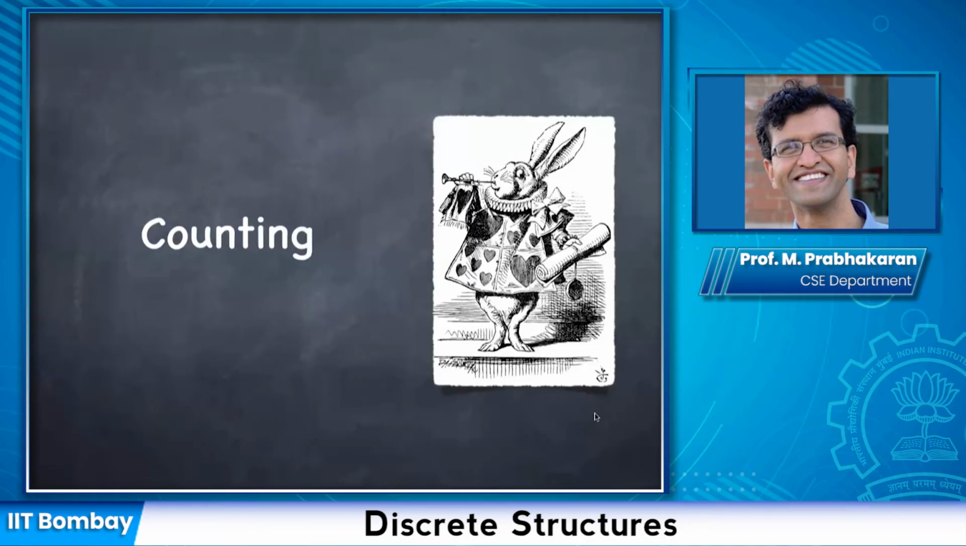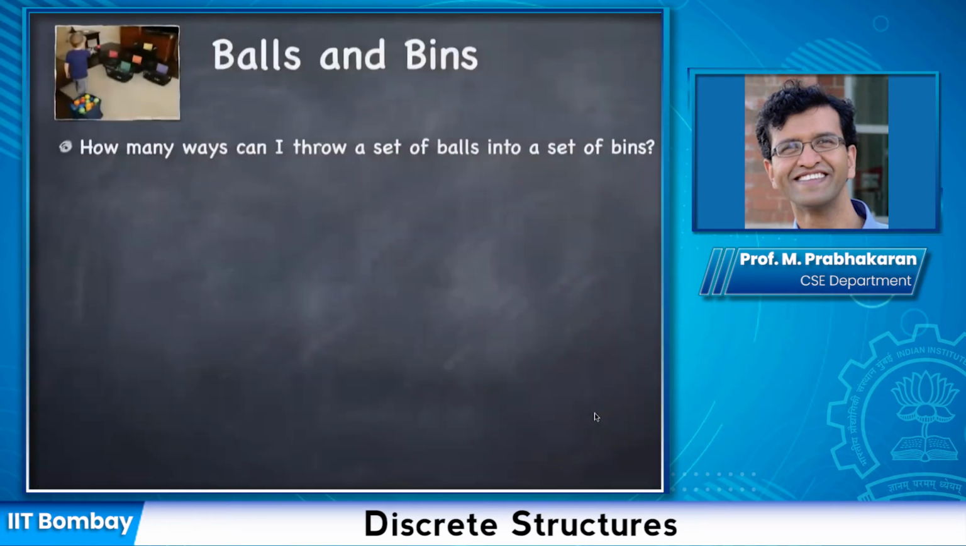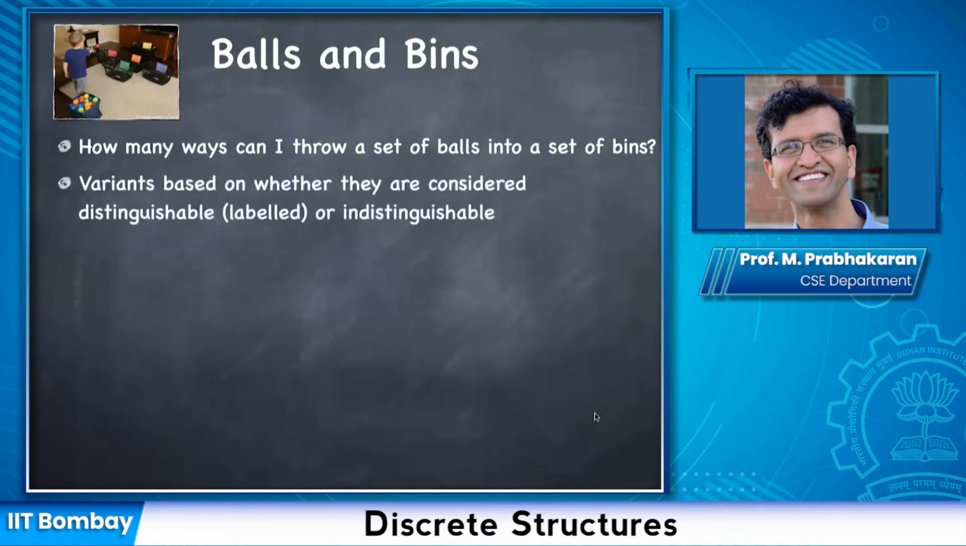Now we look at a series of counting problems under the umbrella of balls and bins. So balls and bins problems ask, in how many ways can I throw a set of balls into a set of bins? And there are several variants of this problem depending on whether you consider the balls distinguishable from each other or not. If you're just going to look at how many balls were thrown into each bin instead of saying the blue ball and the red ball were in the bin.